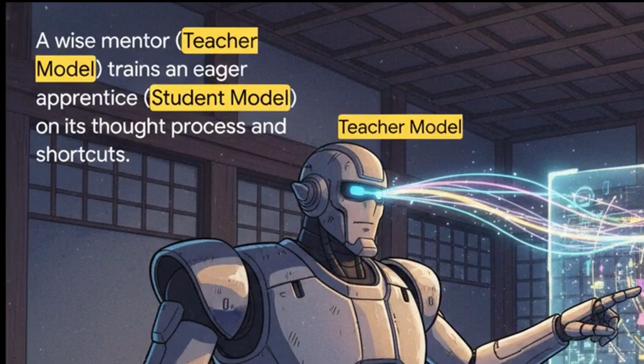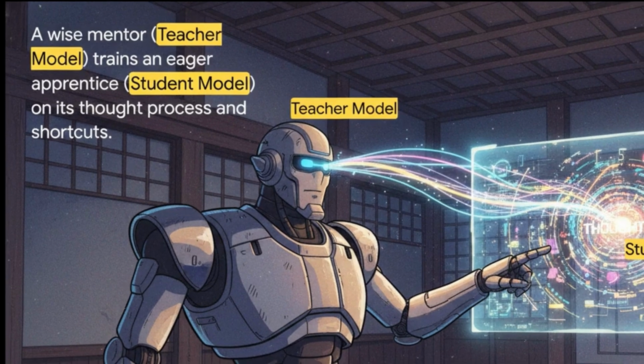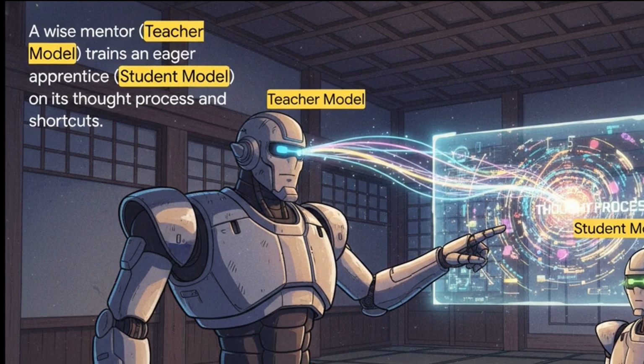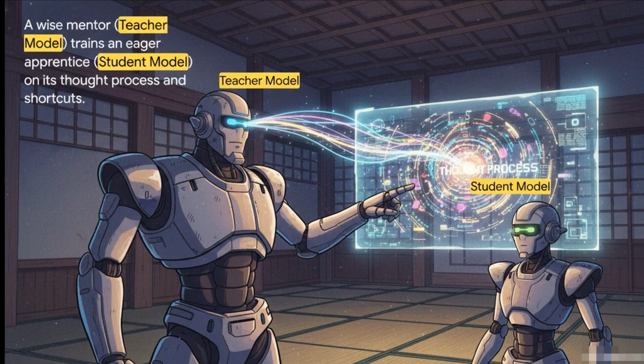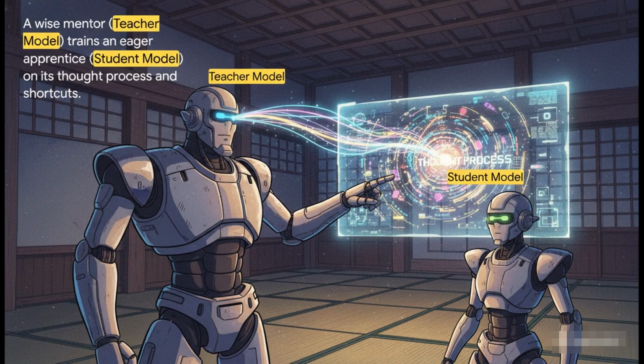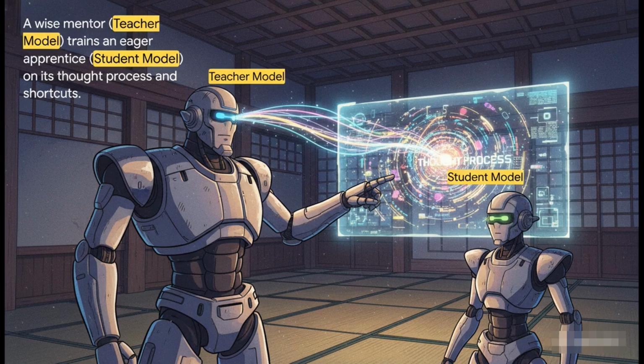Let's switch up the analogy for a sec, because this one's perfect. Think of a wise old mentor, our teacher model, training a young, eager apprentice, our student model. The mentor isn't just handing the apprentice a pile of textbooks. They're actually showing them how they think, their intuition, all their little shortcuts. The apprentice learns to mimic the mentor, basically absorbing all that distilled wisdom.